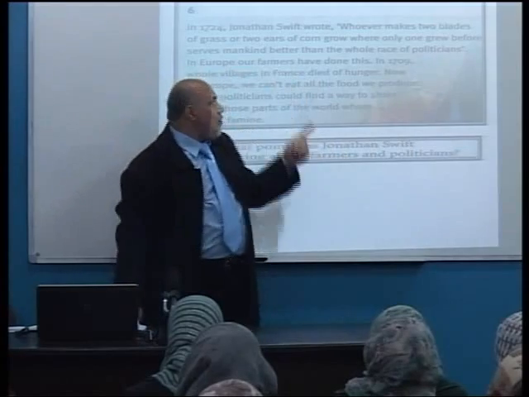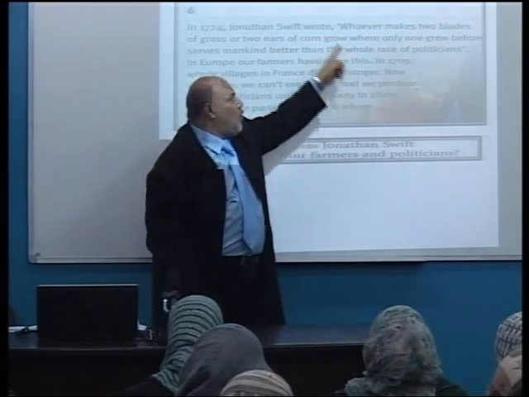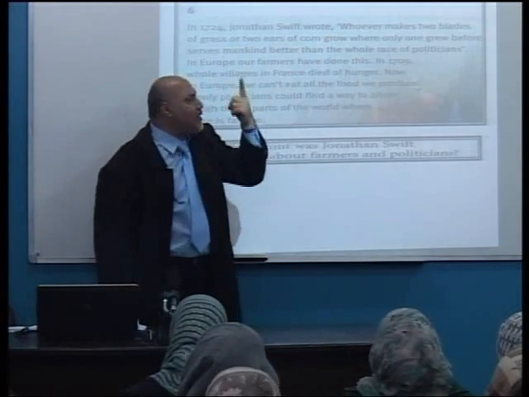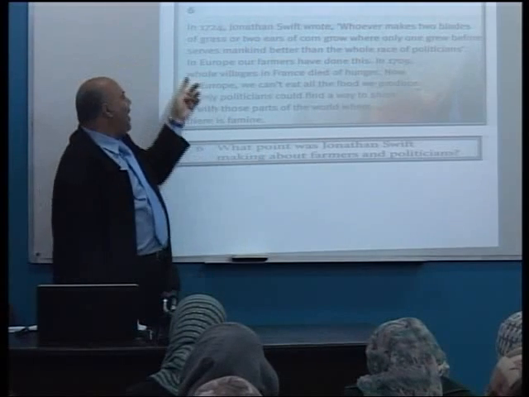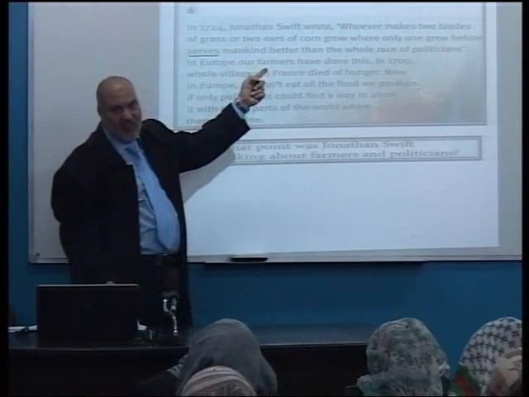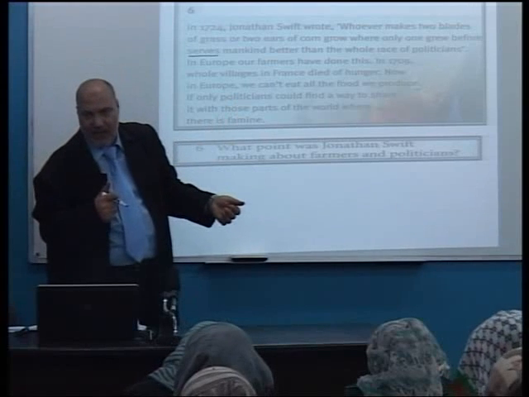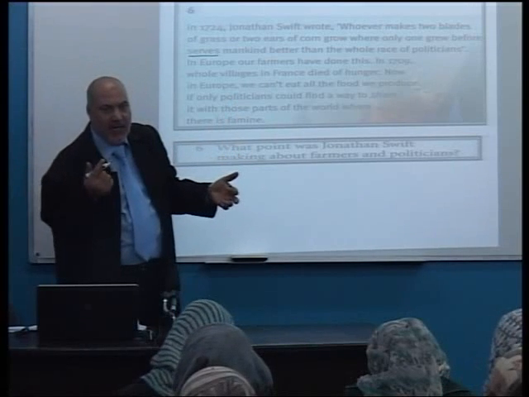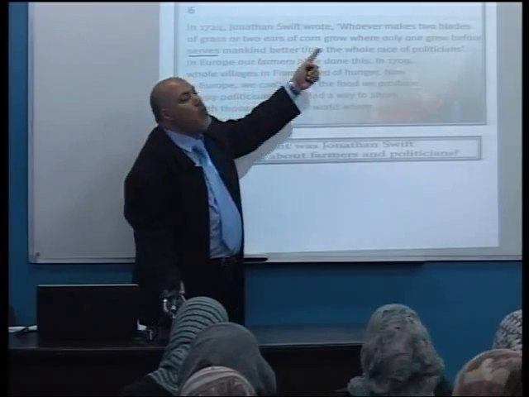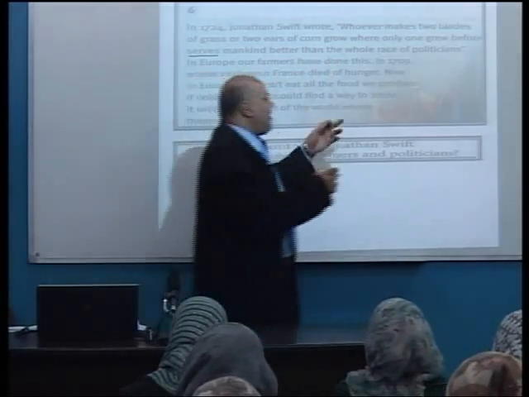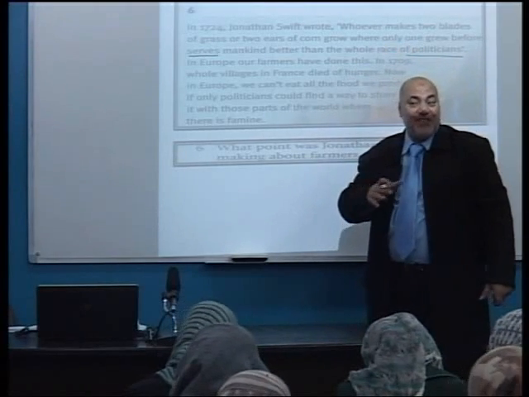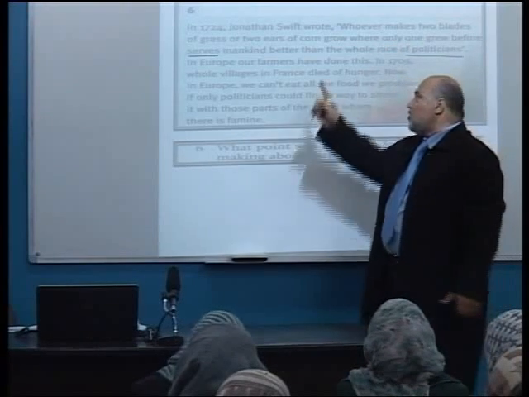More, I want more. So here it says, whoever makes two blades of grass or two ears of corn grow where only one grew before, serves mankind, serves people, good for people. The one with two instead of one is better than the whole race of politicians. So the politicians here are not very good. Why? Because they can't do this.